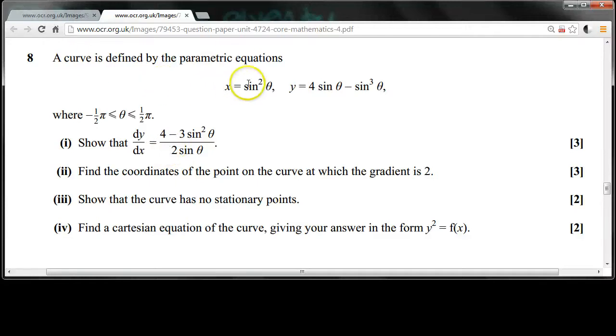A curve is defined by the parametric equations here for theta between this range. Show that dy dx equals this. Find the coordinates of the point on the curve at which the gradient is 2. Show that the curve has no stationary points. Find a Cartesian equation of the curve, giving your answer in the form y squared equals f of x.